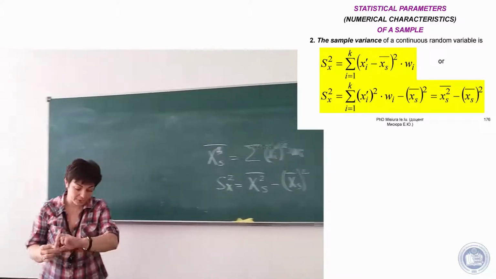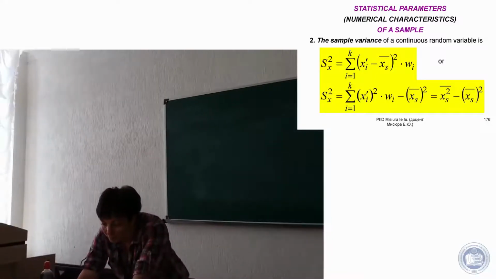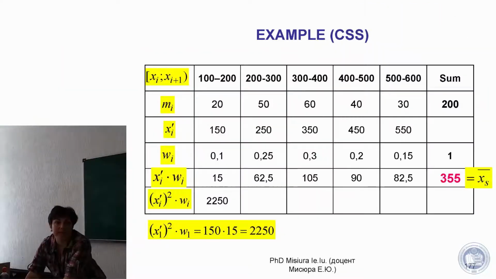Let's find this difference. Okay. Let's mark the next row as xi prime all squared times wi. Students, you know xi prime times wi. In order to get square, let's multiply this value by x prime again. For example, you know 150. Yes, 150. It's xi times 15 times the previous result, and you can get 2250. Agree or not?